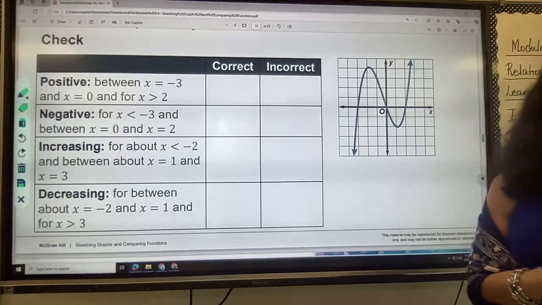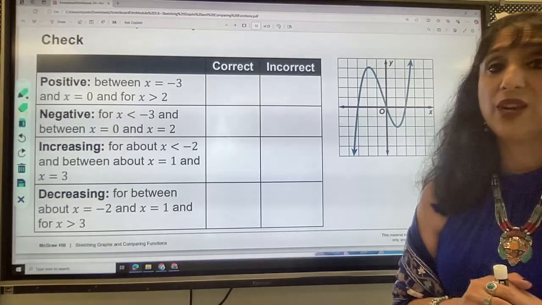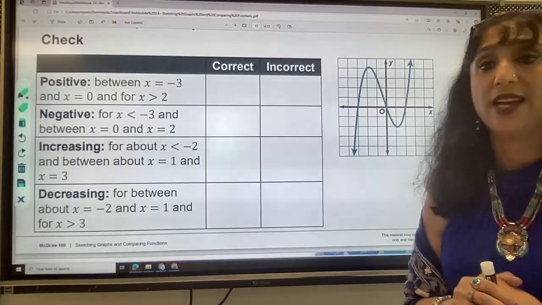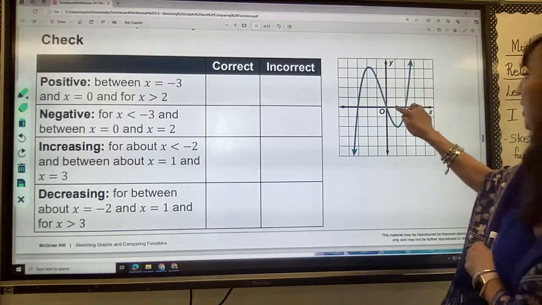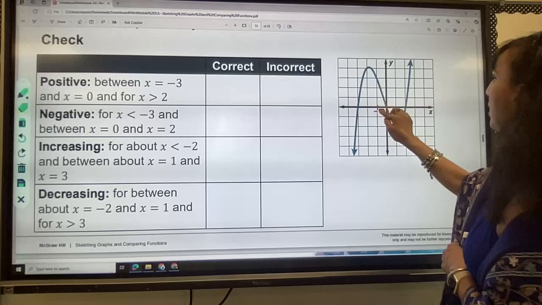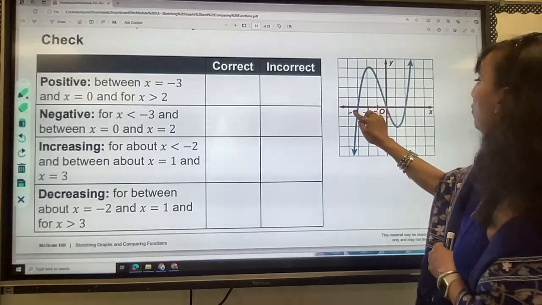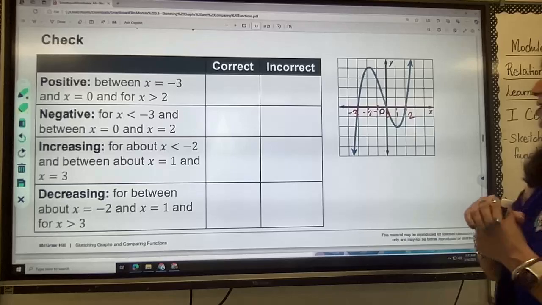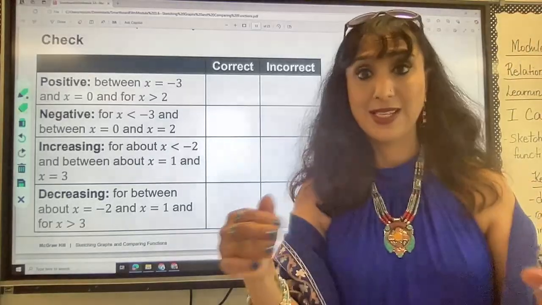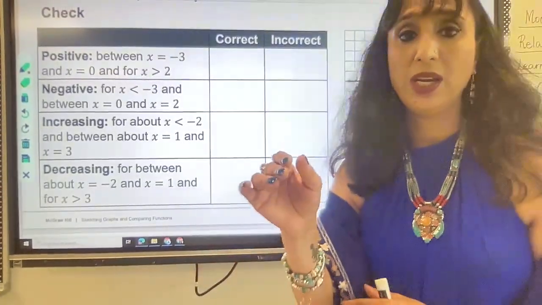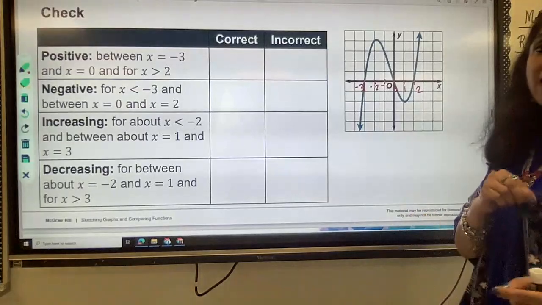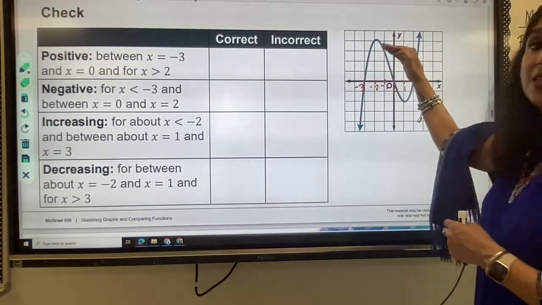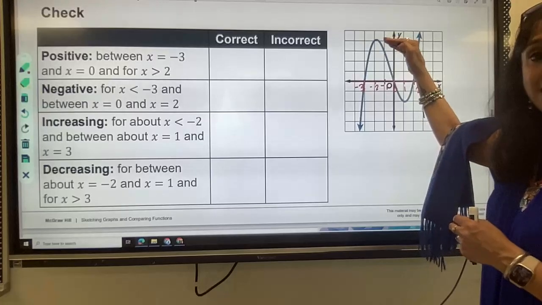So it's saying it's positive between x is equal to -3 and x is equal to 0, and for x greater than 2. So let's look at this. And here is my 0, -1, -2, and we have -3 here, and then we have 1 and we have 2. So positive means that it is above the x-axis. So let's look at the first one. Is it positive between x is equal to -3 and 0? So this part of the graph is above the x-axis. So yes, it is positive.